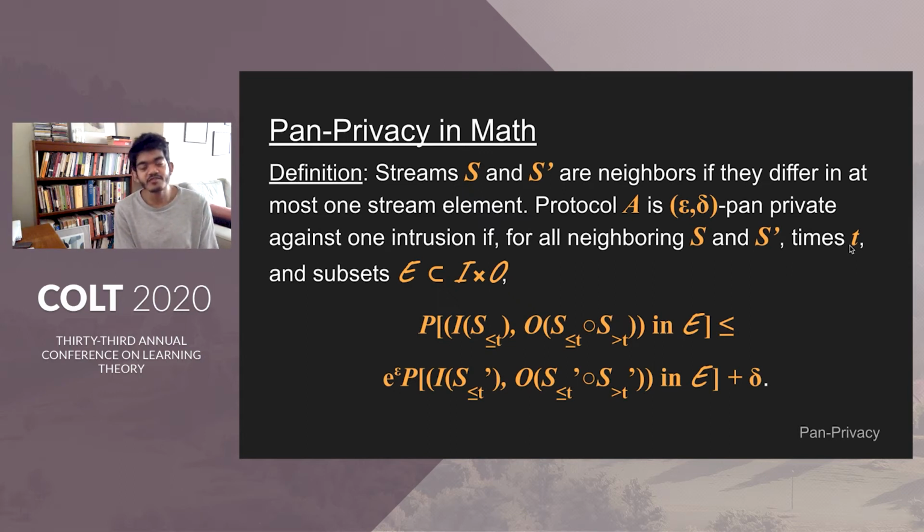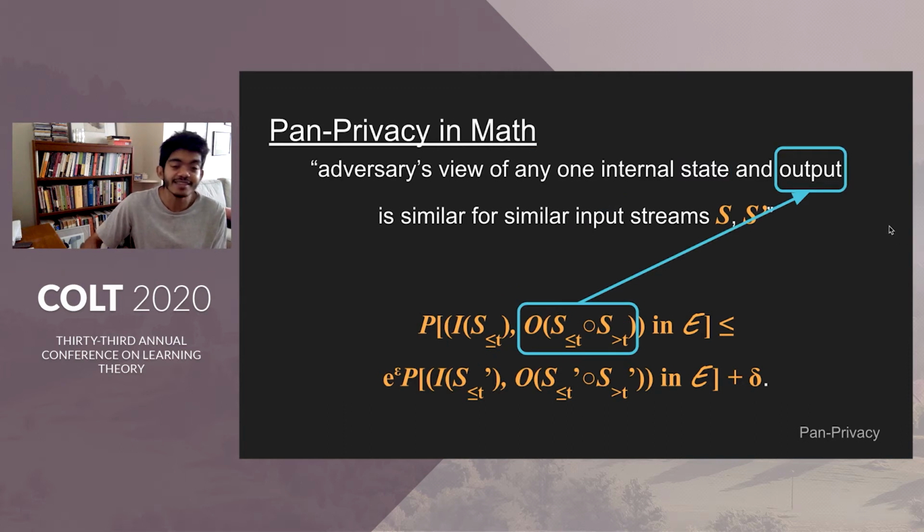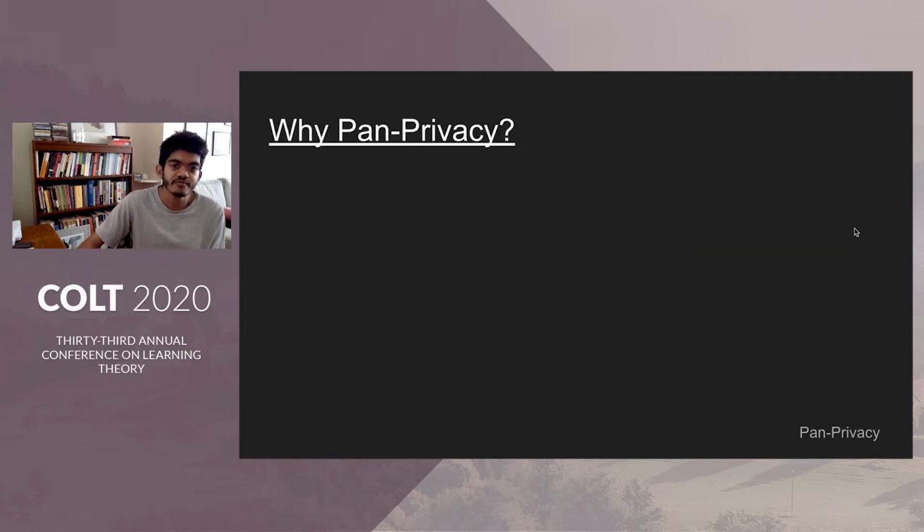So in math, we say streams S and S prime are neighbors if they differ in at most one element. And then we say a protocol is pan-private if, for all neighboring streams, at any time t, and any subset of the input and output space, this relationship holds. So a little more clearly, what is this saying? It's saying that if the adversary sees one internal state and then the output at the end of the stream, that joint distribution must satisfy epsilon-delta differential privacy.